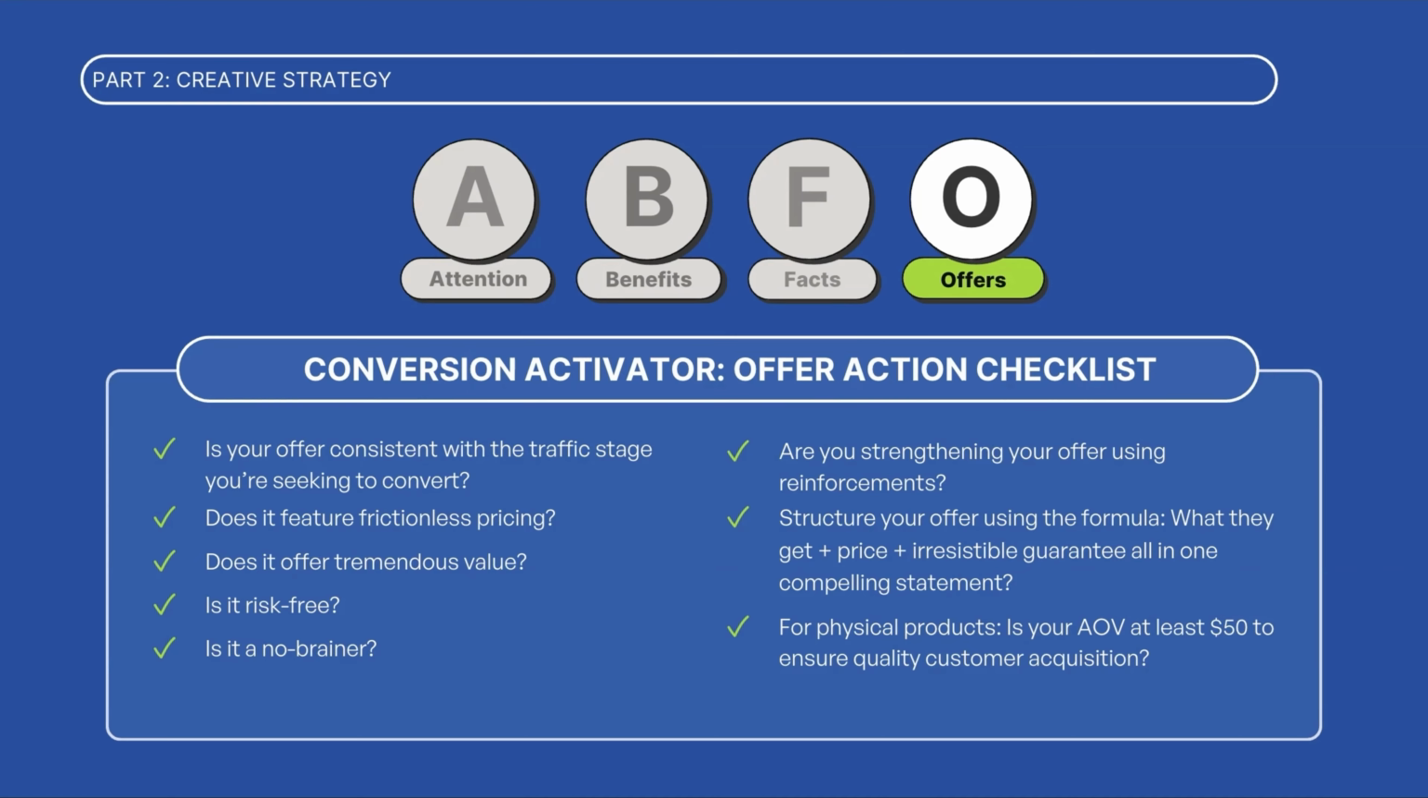Here's an action checklist. Is your offer consistent with the stage of traffic you're converting? Does your offer feature frictionless pricing? Does it offer tremendous value? Is it risk-free? Is it a no-brainer? Would you stop what you're doing right now to get this offer? Are you using the offer reinforcement? Structure your offer using the following formula: what they get plus price plus irresistible guarantee, all in one compelling statement. For physical products, is your AOV at least 50 to ensure quality customer acquisition?